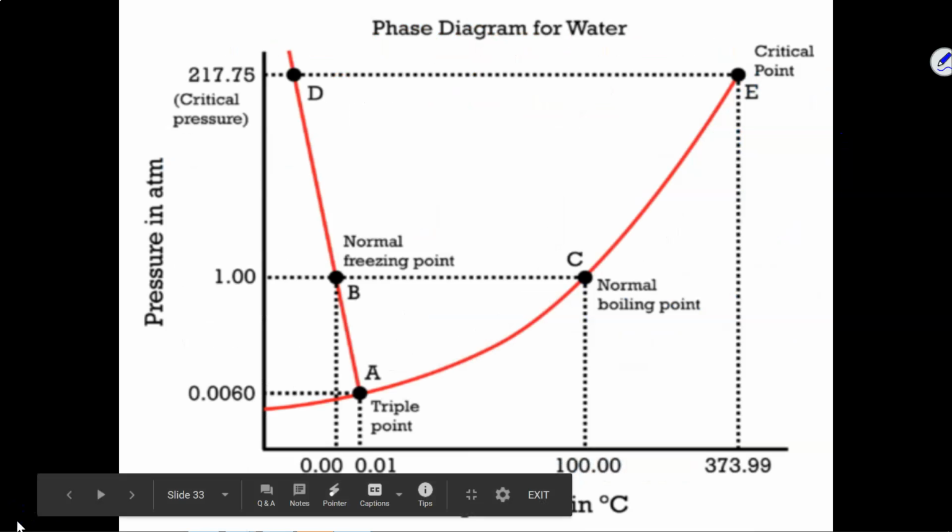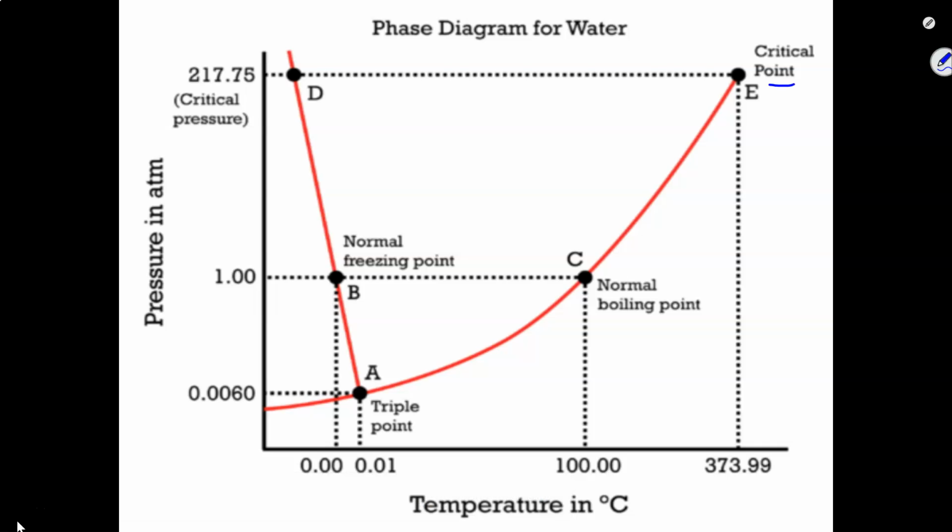So here's a phase diagram for water, and notice I have the critical point labeled on it up here, so that's where I get that supercritical fluid. And then I also have the triple point labeled right here. So at the triple point, I could have a solid, a liquid, and a gas all exist at those conditions. So those are both labeled on here.